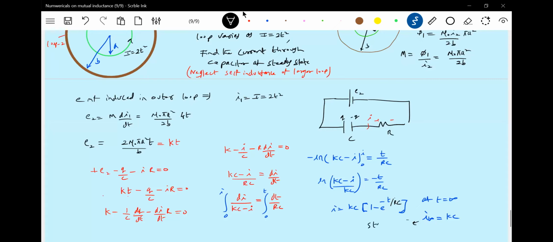So we'll write it here. Steady state current. We do get plenty of questions based on this mutual inductance. This will be our answer.